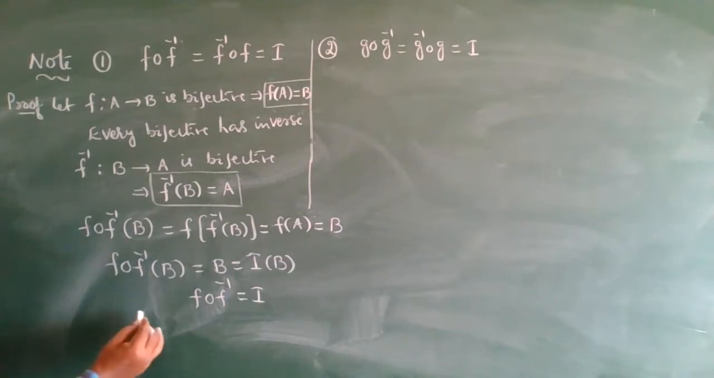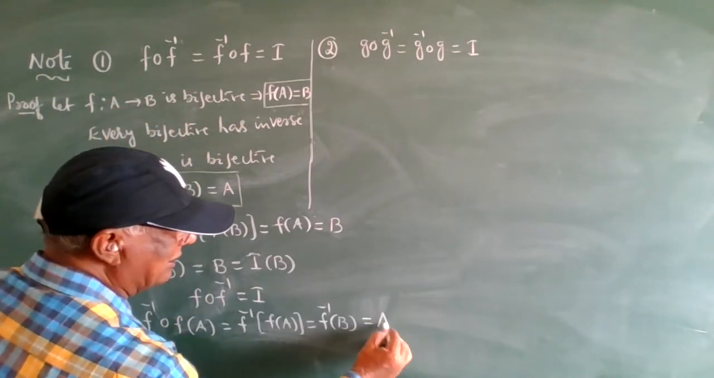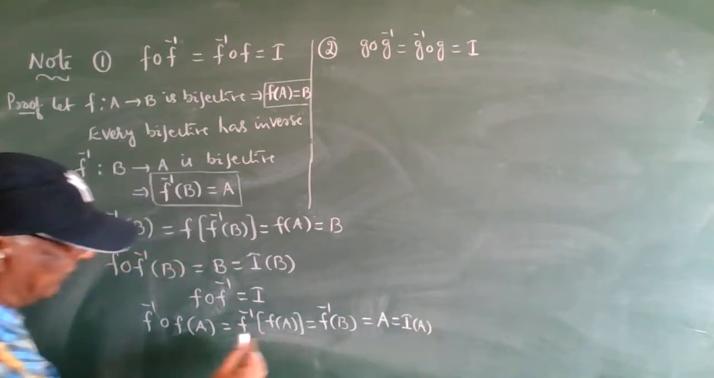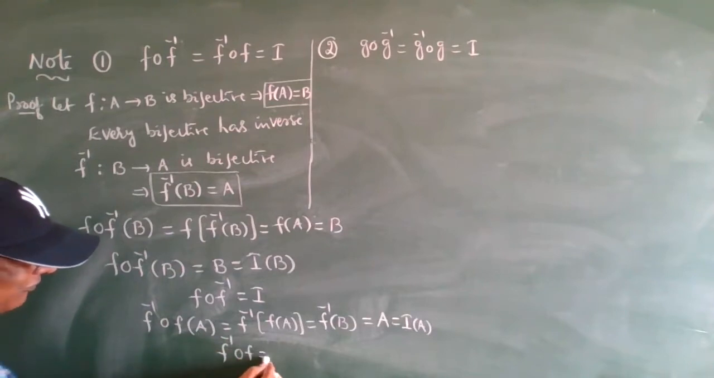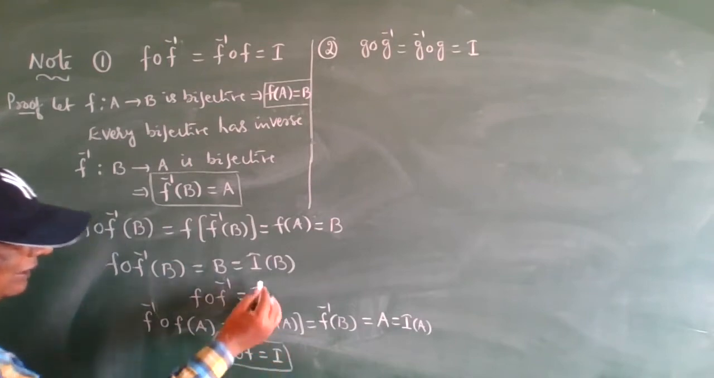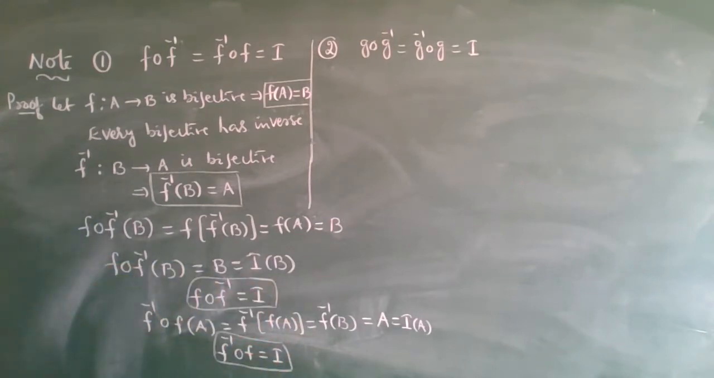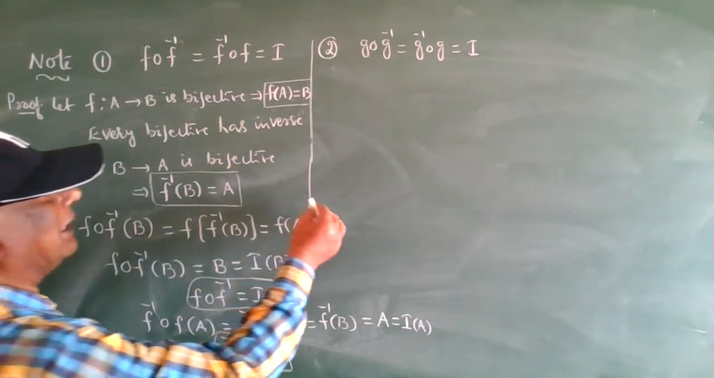Similarly, take F inverse circle F at A. F inverse of F of A is equal to I of A. So A cancels, and F inverse circle F is equal to I. This is also I. Is it clear, everyone? Now come to here.